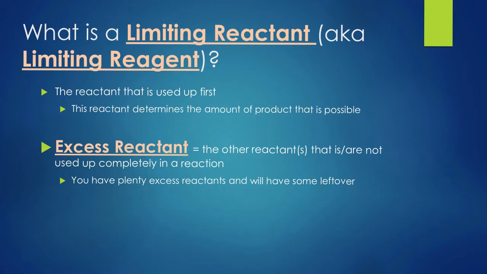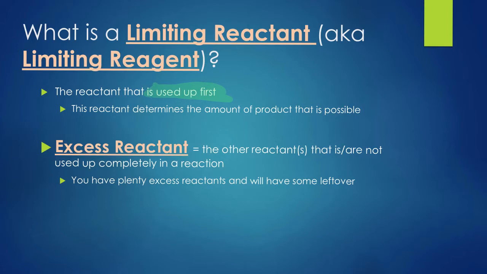Before we get into the calculations, we want to establish a shared vocabulary. The two main words you need to know now are the limiting and excess reactant. We're going to think about this as two reactants in a chemical equation, but these ideas could be extrapolated to having 3 or 4 reactants. So the limiting reactant is the one that is used up first. That's really what you want to think about when we say limiting reactant.